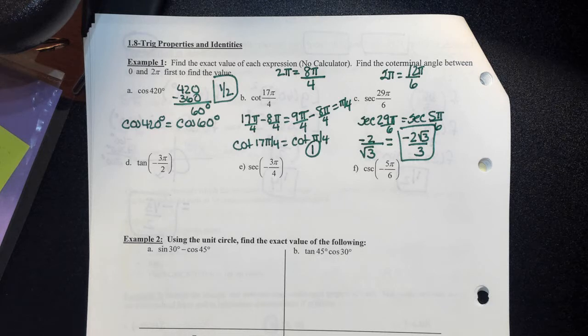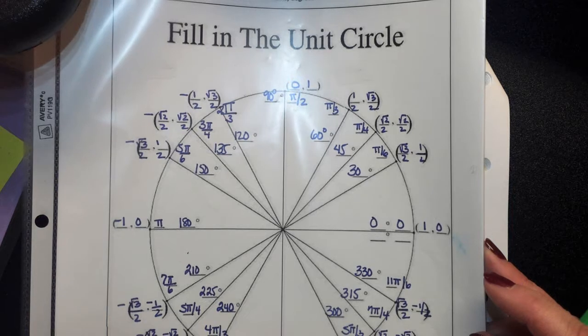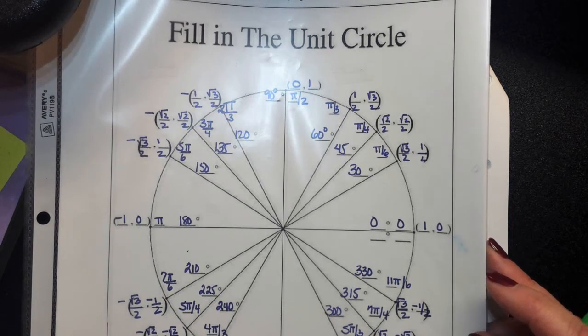Look at the tangent of negative 3 pi over 2. Now, if you're really comfortable doing negative angles, where is negative 3 pi over 2 located on the unit circle? Negative 3 pi over 2 is located where?